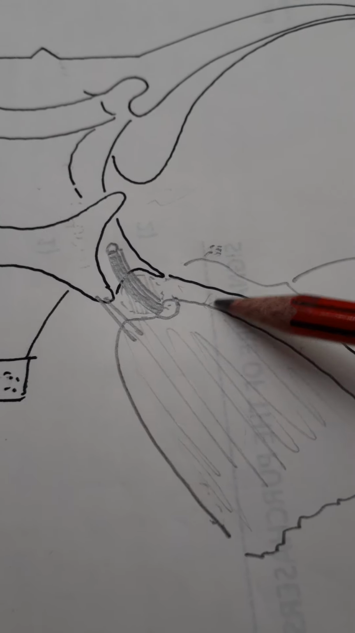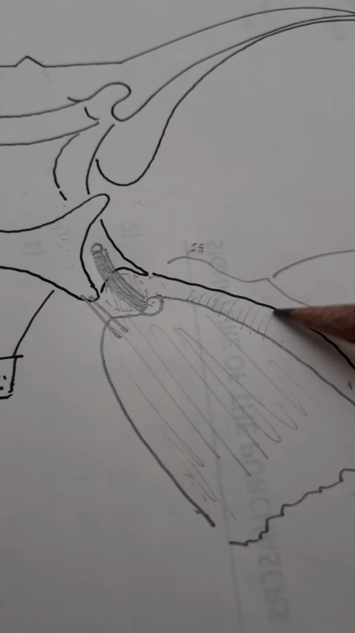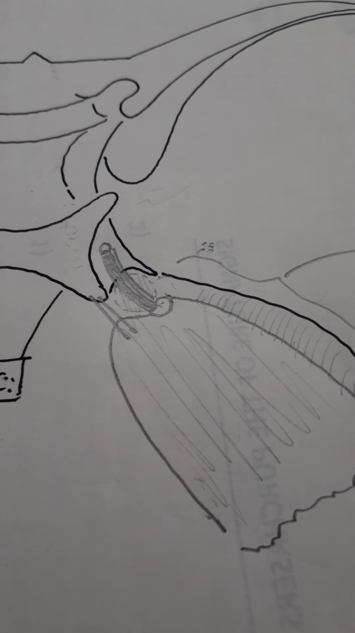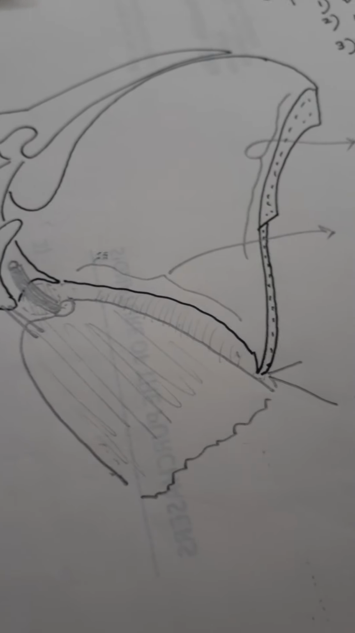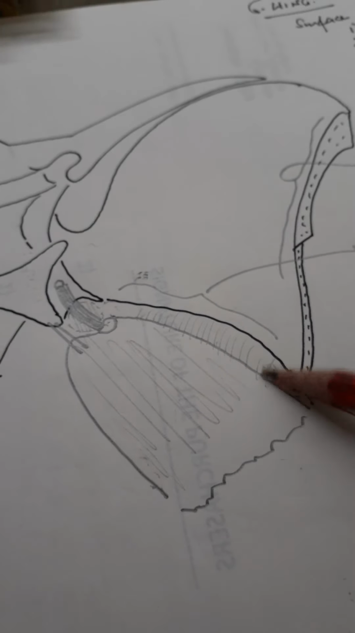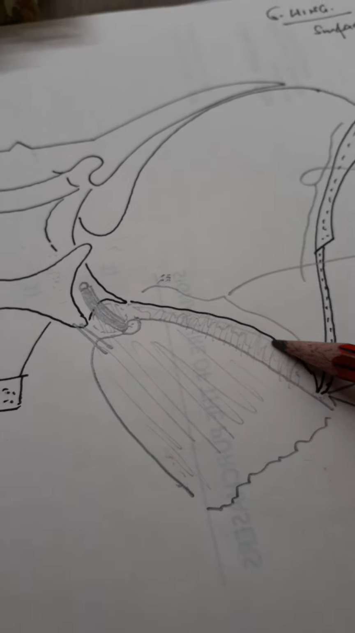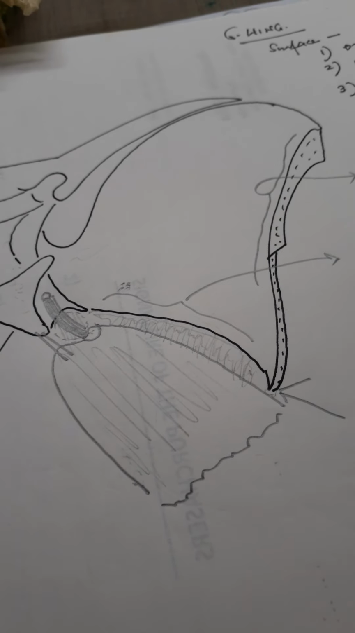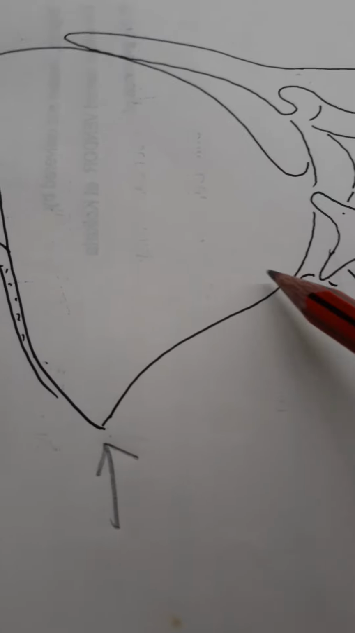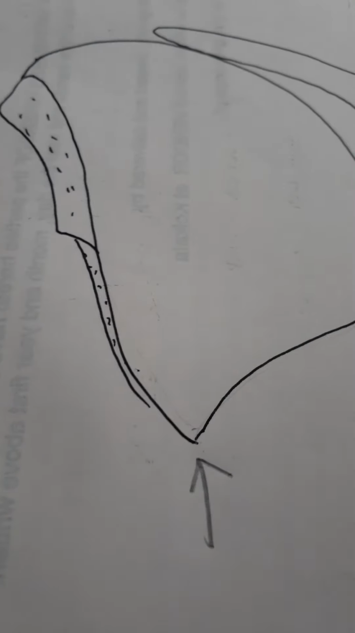And on the side, it makes the sphenopetrosal synchondrosis. On its lower surface, it holds the auditory tube. This one is the spine of the sphenoid, where the posterior border and the lateral border meet.